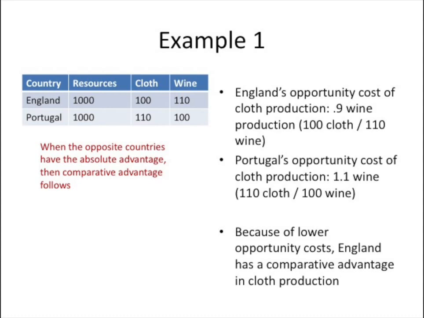And you can see that calculation by the division of the resources for cloth and wine production. On the other hand, Portugal's opportunity cost for cloth production is 1.1 wine. For every cloth that Portugal produces, they have to give up 1.1 wine. All right, England has the lower opportunity cost. It costs less wine production in England. Therefore, it has the comparative advantage in cloth production.